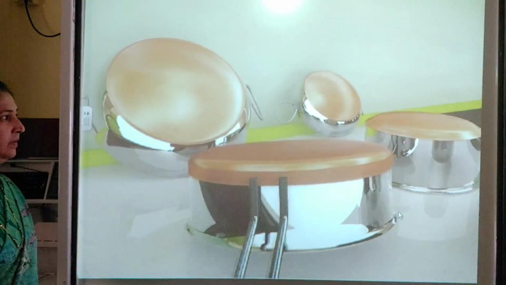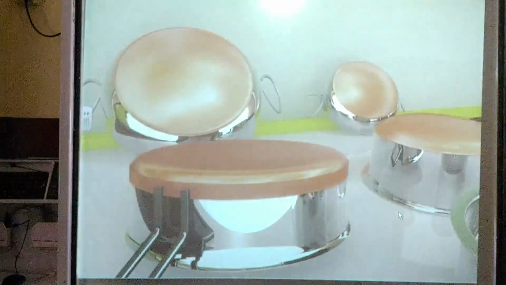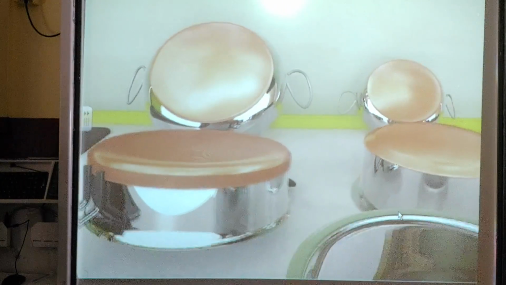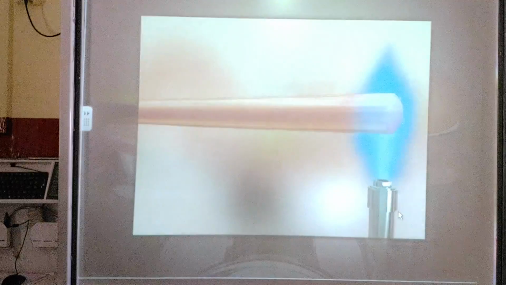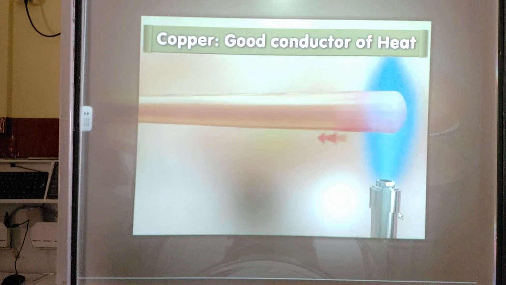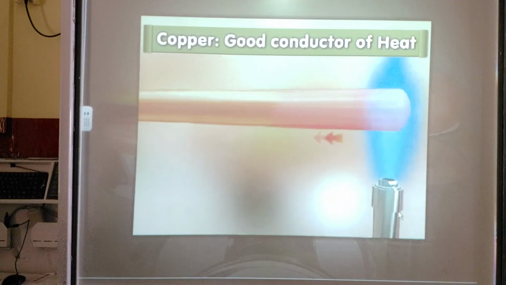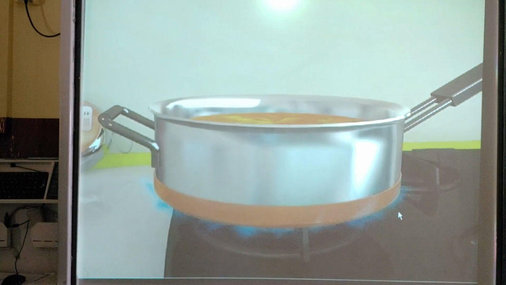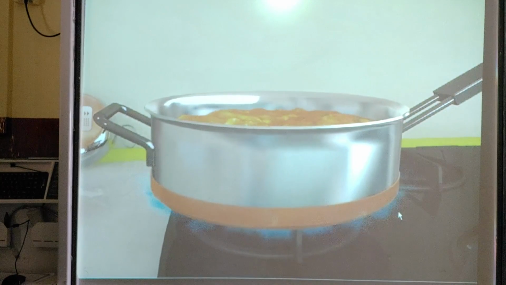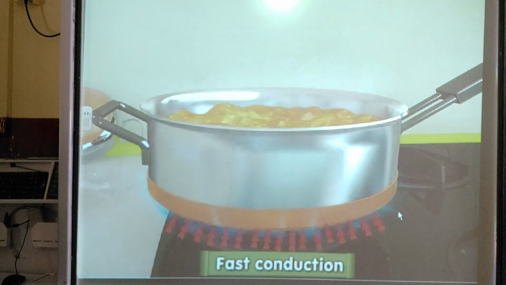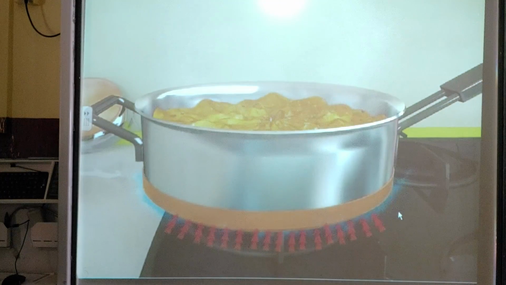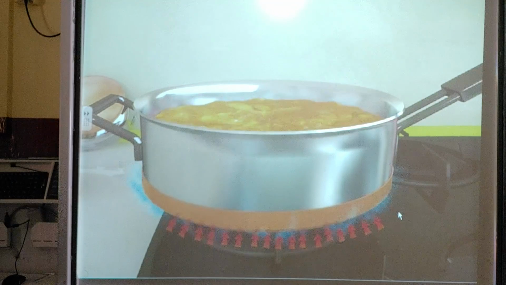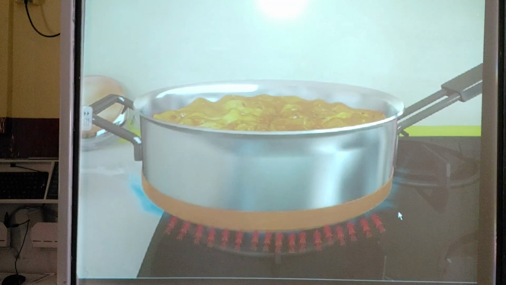Most cooking utensils that you may have seen are made of a copper base. Why? This is because copper is a good conductor of heat. Good conductors of heat, as implied, conduct heat fast. So, in utensils with a copper base, food gets cooked fast. Let us consider some more applications of conduction.